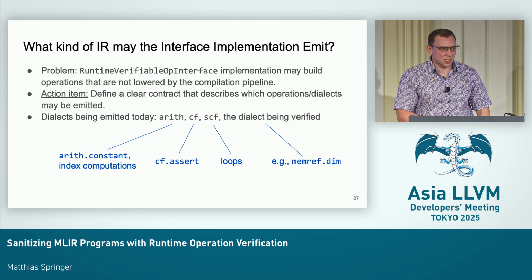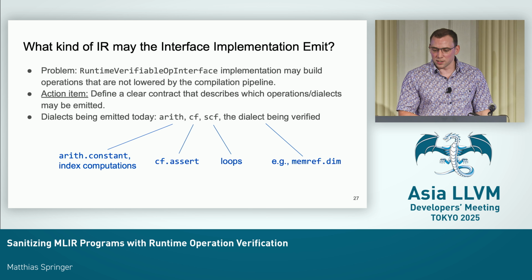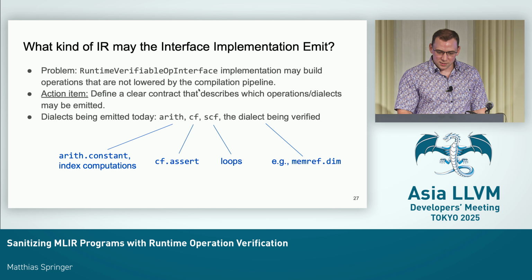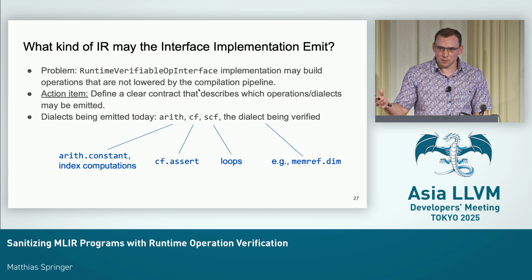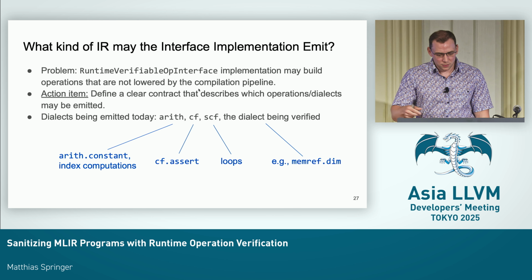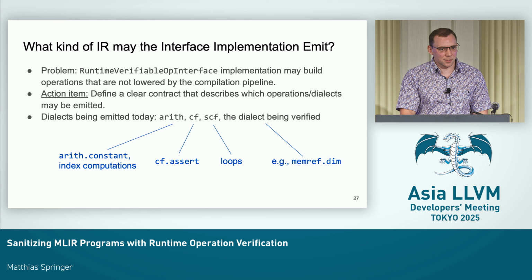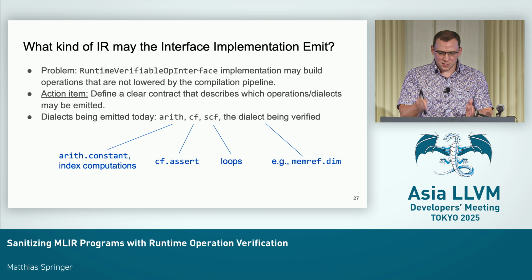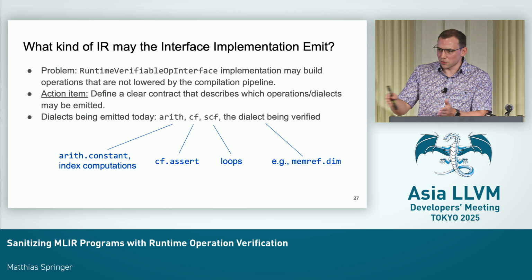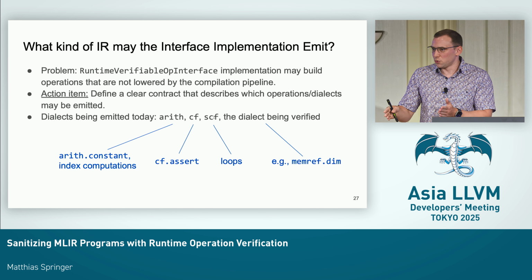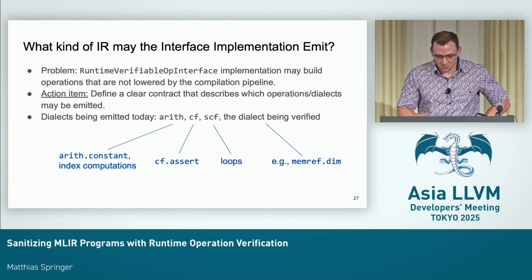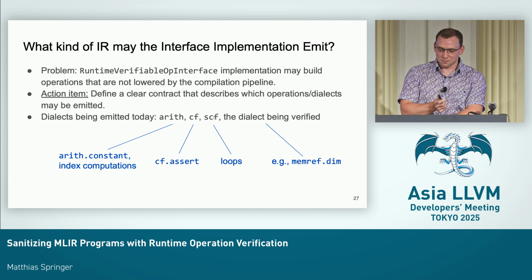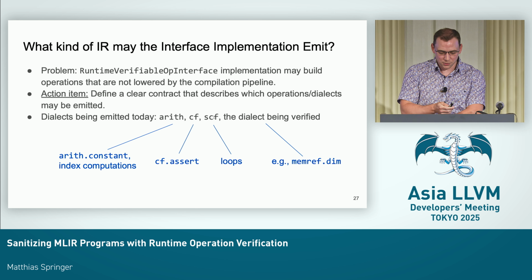Then one open question is, what kind of IR are you allowed to generate as part of the runtime verifiable op interface? Because every operation that you generate as part of the interface implementation has to be lowered further. For example, if you insert an SCF for loop, you have to make sure to run the SCF to control flow lowering pass. Because your interface emits certain operations, you may have to add additional passes to your compilation pipeline, which is not a nice thing about this design. So this is something we have to think about.